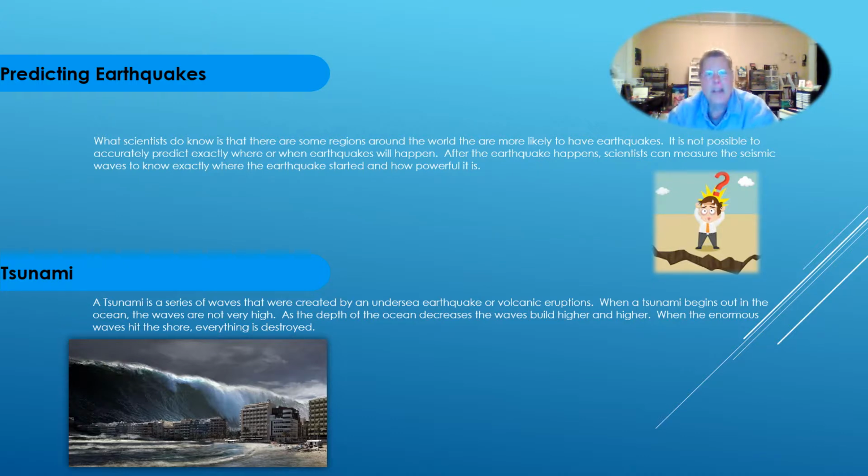Now, the tsunami, scientists can tell if it's out far enough that a tsunami is coming. A tsunami is a series of waves that were created by that undersea earthquake, or certainly volcanic eruptions. When a tsunami begins out in the ocean, the waves are not very high. Now, as the depth of the ocean decreases, the waves build higher and higher. When the enormous waves hit the shore, everything is destroyed in its path. It's very sad.